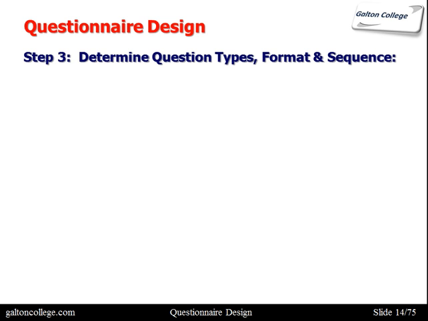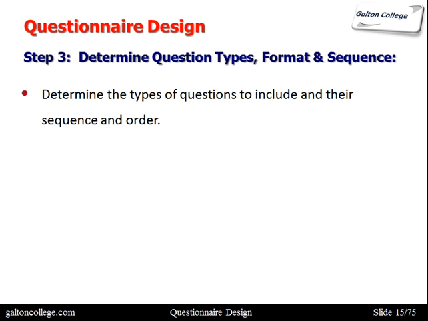Now step three, determine question types, formats and sequence. Determine the type of questions to include and their sequence and order. So what types of questions? Should they be open-ended? Should they be closed questions? If they're attitudinal, how many points on the scale? If it's a Likert scale, how many points?